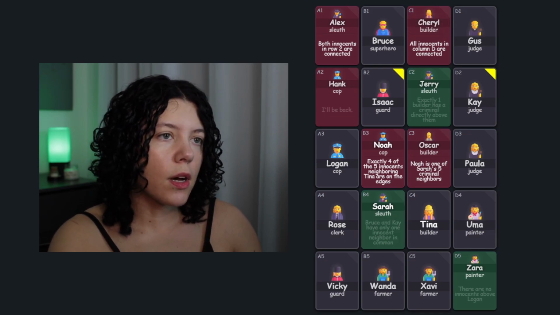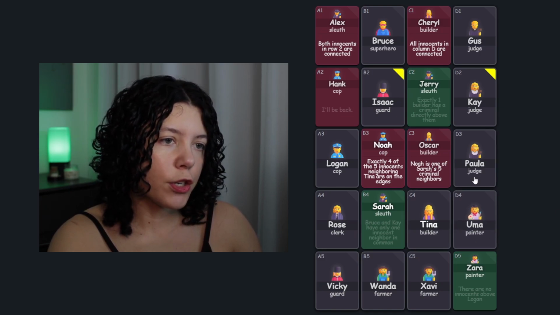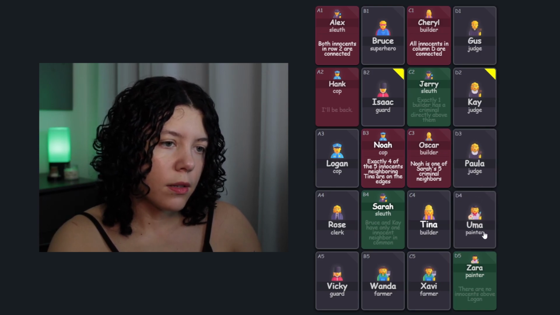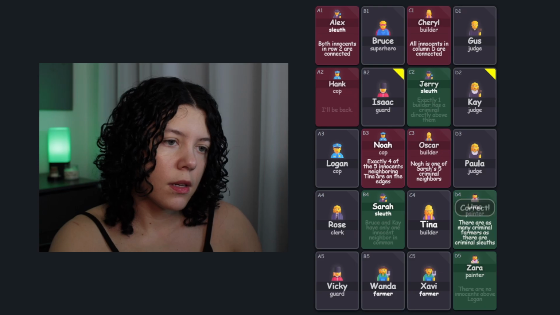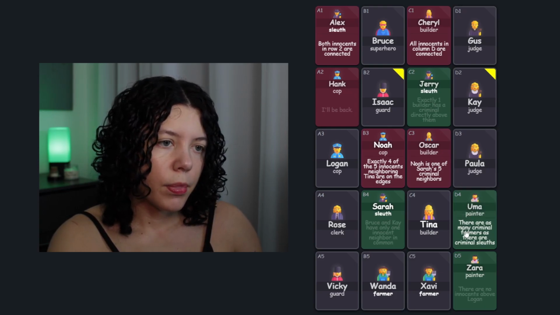Cheryl now tells us that all innocents in column D are connected. So what does that tell us? It tells us that if Tina's edge criminal neighbor is in column D, it couldn't be Uma, because then both innocents that neighbor her and are in column D would be separated. So we know that Uma is an innocent. Don't know about Paula though. Paula could be a criminal. That would be okay.